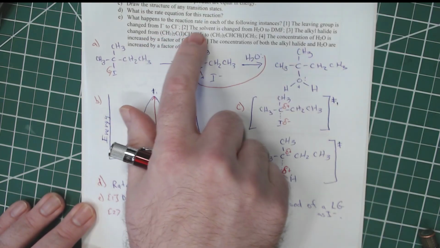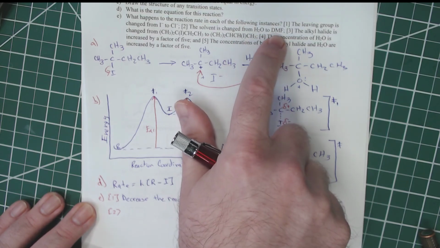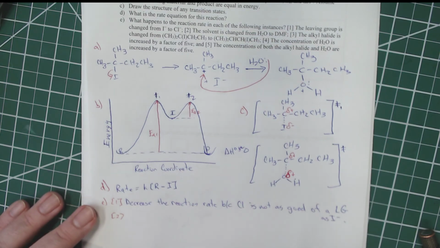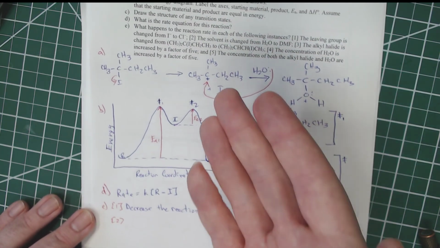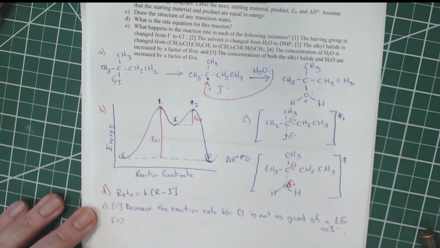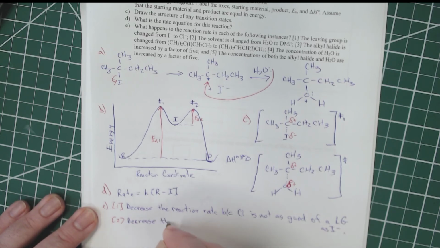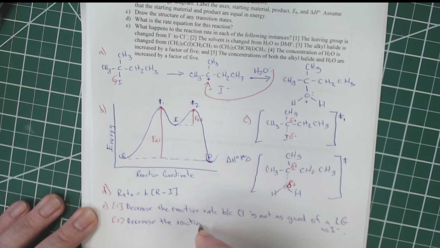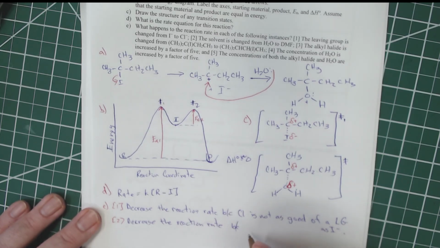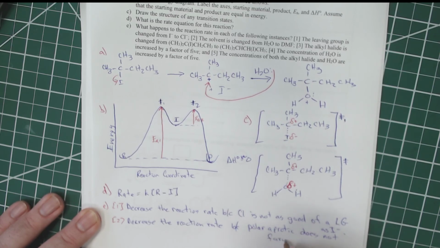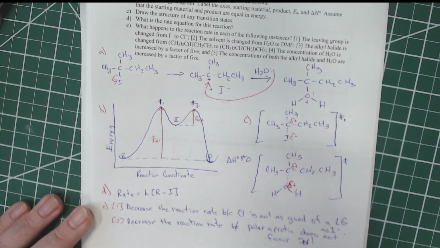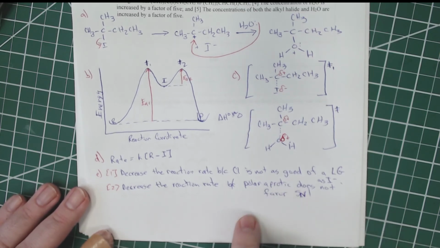Question 2 here, the solvent is changed from H2O to DMF. And so again, we will find that polar protic solvents tend to favor SN1. DMF is a polar aprotic, so this would decrease the rate of the reaction, because polar aprotic does not favor SN1. Polar aprotic favors SN2. And sorry about it being all the way down at the bottom there.